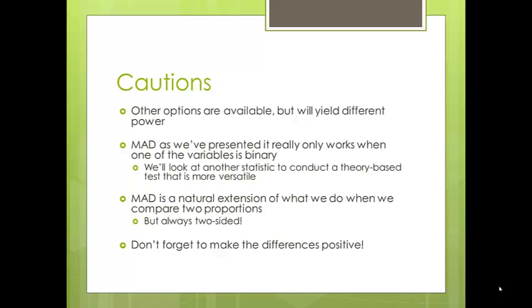Third, the MAD statistic is a natural extension of what we do when we compare two proportions. In fact, you can use the MAD statistic to compare two proportions, but when you do that, because you're taking the absolute value, that is, you're making the value of the difference positive, you're always doing a two-sided test. And finally, don't forget to make the differences positive before you average them together. That's a common student mistake. You end up with cancellation. The value of the statistic is not as large or informative as it should be.